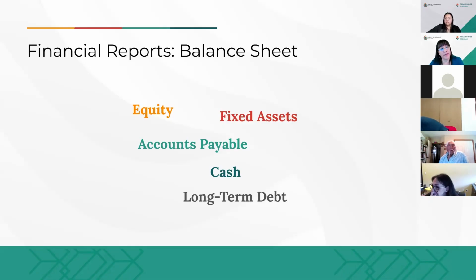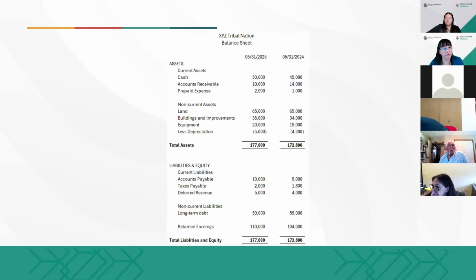On the next slide, we actually have a small example as well. You can see the first column here, 5/31/25, and there's a comparative column for 5/31/24. You have your assets on the top, your liabilities and equity on the bottom, and your total assets will match your total liabilities and equity. But you'll have different current assets and non-current assets, and the same thing with liabilities: current liabilities being your accounts payable, and non-current liabilities being any kind of long-term debt.